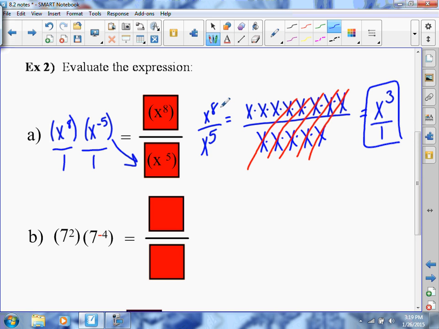Now the trick here is that when you have two bases that you are dividing, you subtract the exponents. Okay? And that's a property that we're going to talk more about in the future explicitly. Okay? But when you are dividing the bases, you subtract the exponents. That's the rule that we're going to be practicing here.